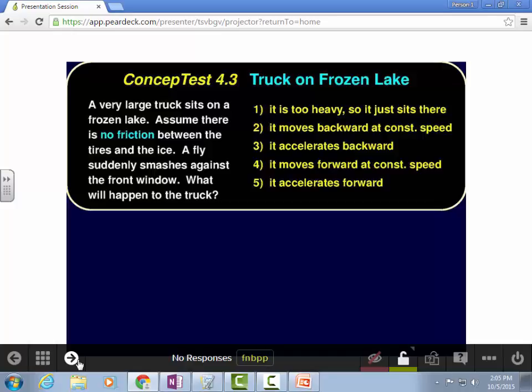All right, truck on a frozen lake. Frozen is another word for frictionless. All right, a large truck sits on a frozen lake. Assume there's no friction between the tires and the ice. A fly suddenly smashes into the front window. What will happen to the truck?